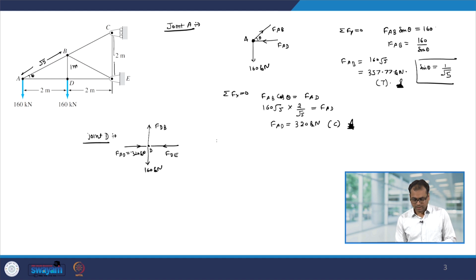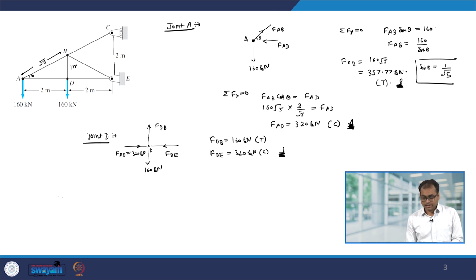So, you can again use summation Fx equal to 0, summation Fy equal to 0. So, immediately we get FDB equal to 160 kilonewton, and since it is away from the joint, so therefore, this is tensile and FDE is 320 kilonewton, and since it is acting towards point D, so therefore, this will be the compressive force. So, now let us look at joint E.